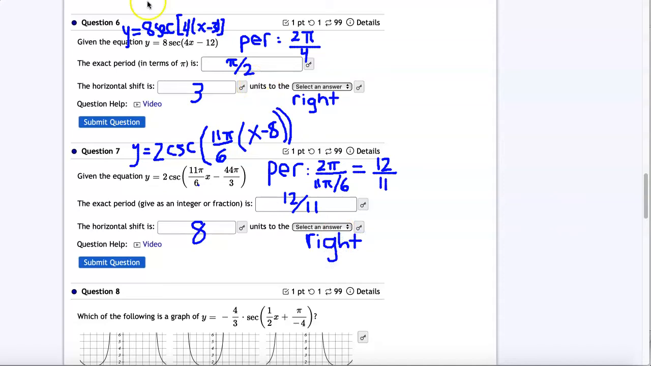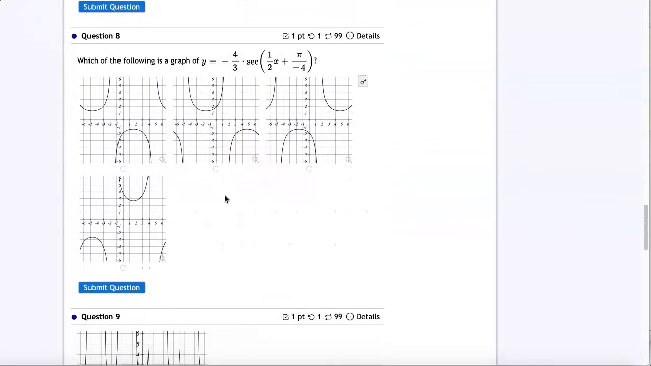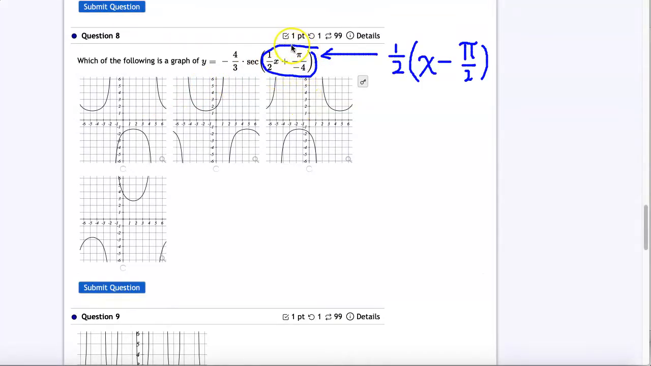Next, let's look at problem number 8. How do we figure out which graph this is? Well, first, I would factor this. If you just take this part right here and factor out the 1/2, you end up with a shift to the right of π/2. But it's helpful to also know the period of this graph in the first place. The period is going to be 2π divided by 1/2, so that is 4π. So we're looking for a graph that has a period of 4π.